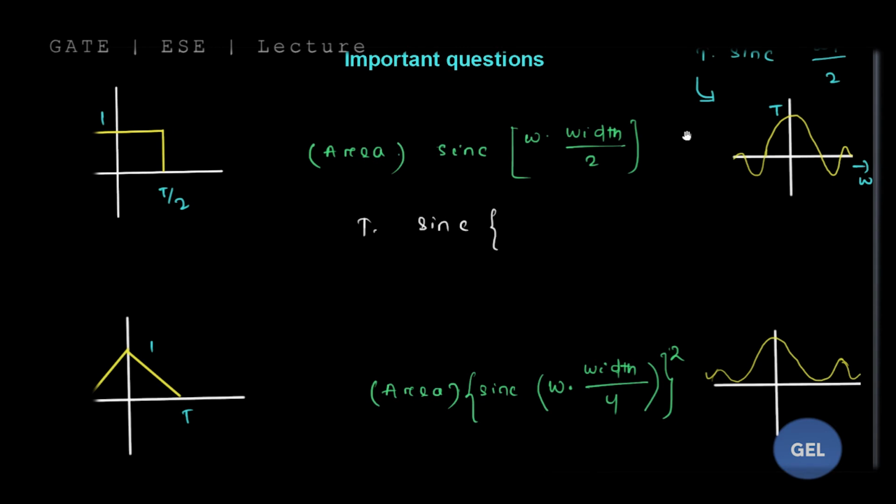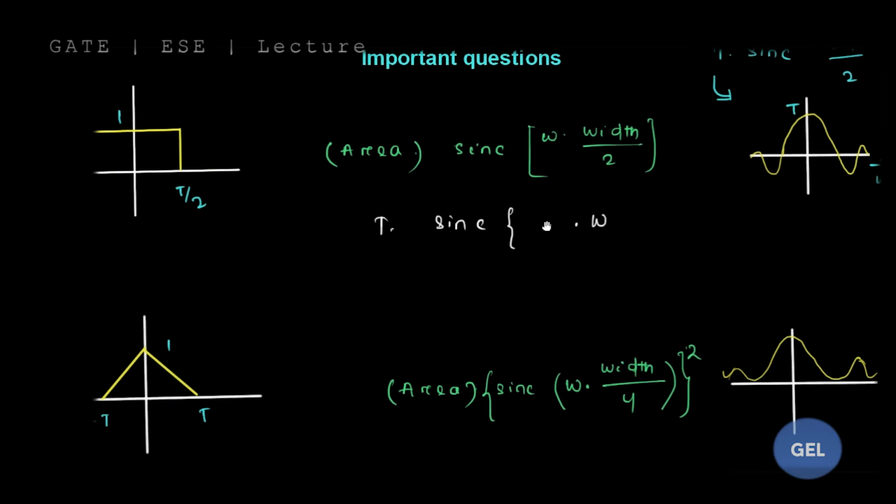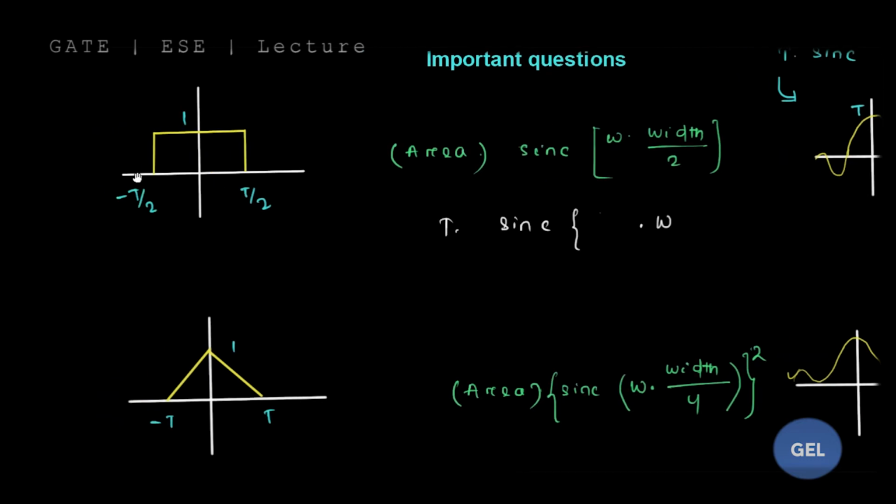That is the frequency domain. So you need to put your frequency domain value omega here; the component that is going to get multiplied over here is omega T by 2. What is the width? What is the width here? That is T.